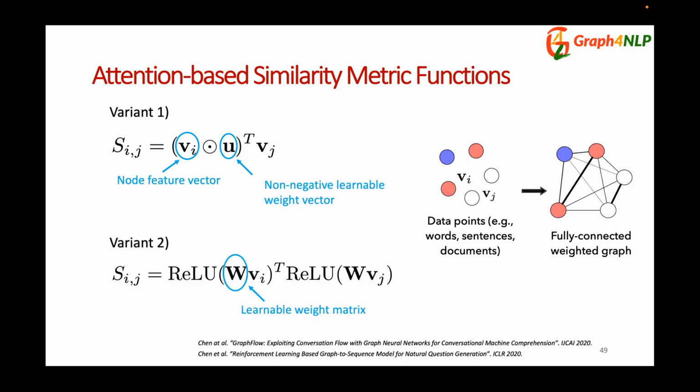In variant 2, W is a learnable weight matrix, which learns to map the node embedding to a latent space, where we can compute the pairwise node similarity. And here the ReLU activation function is used to enforce the sparsity of the similarity matrix, which can be helpful. In both of these two variants, dot product is used to compute the pairwise similarity.